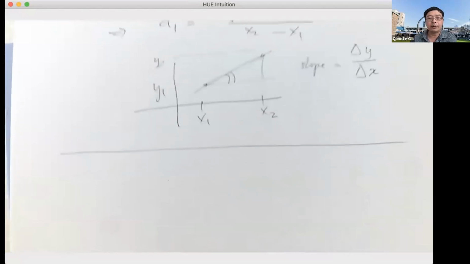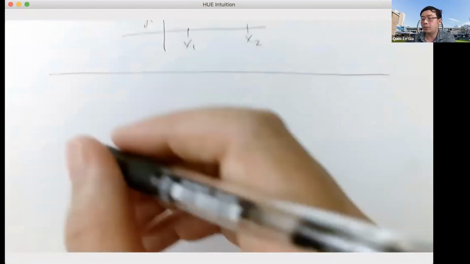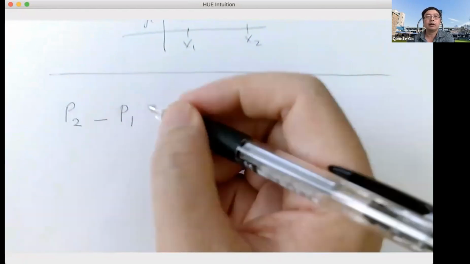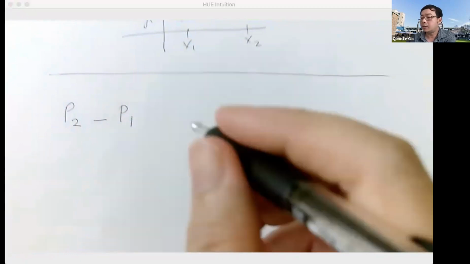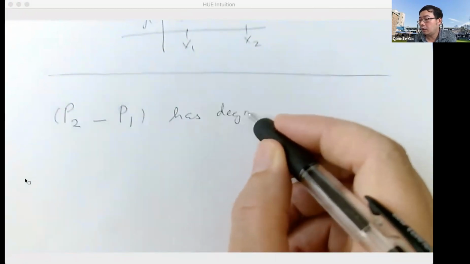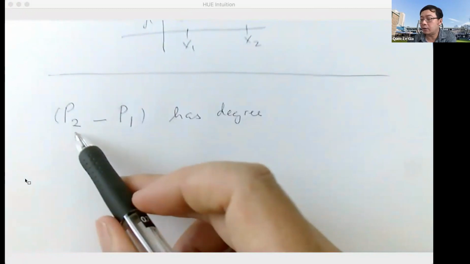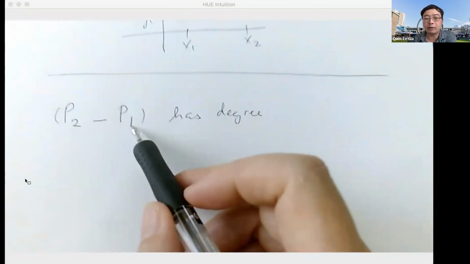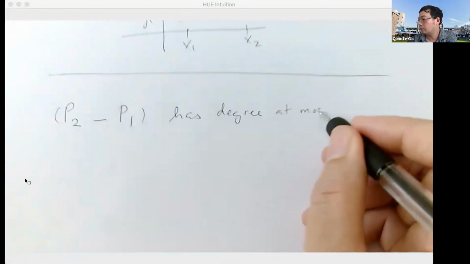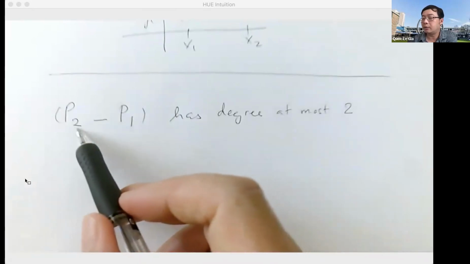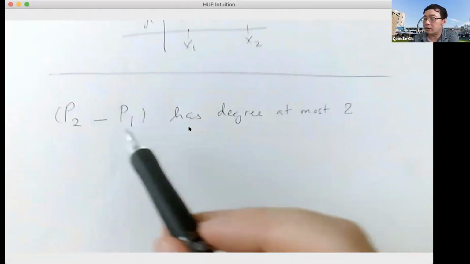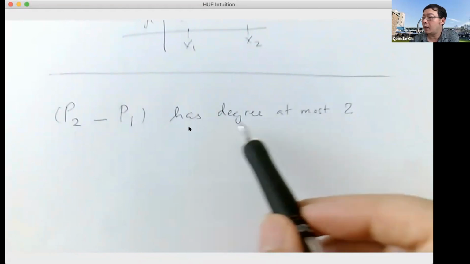So now I'm going to say that P2 minus P1 has degree... well, now see this one is degree 2, right? Minus degree 1, right? So this one has degree at most 2, right? Because this is degree 2, this is degree 1, right? So the P2 minus P1 has degree at most 2, right?